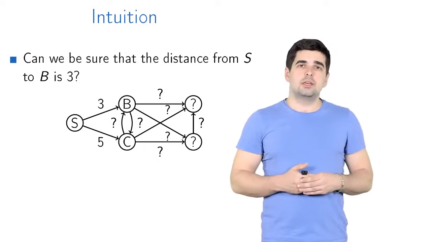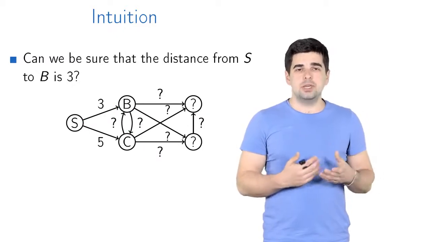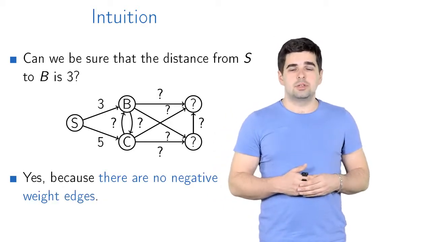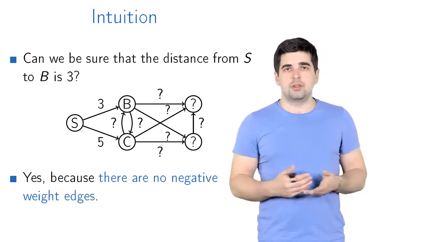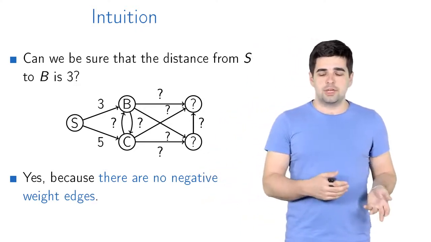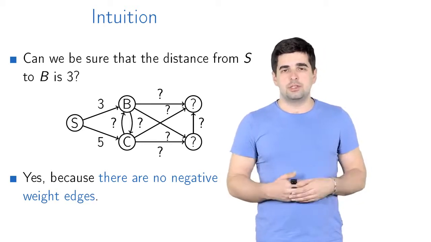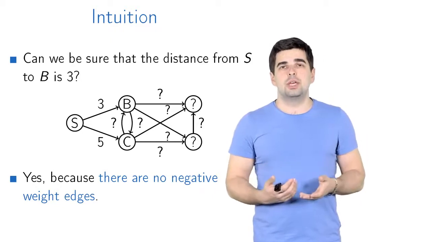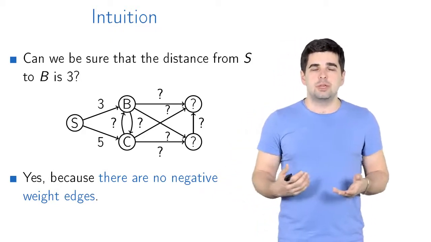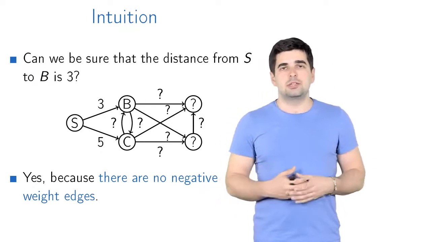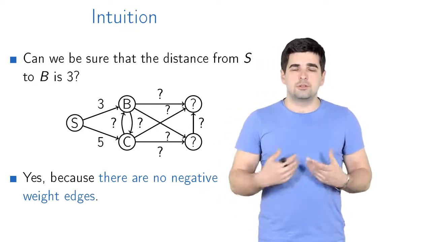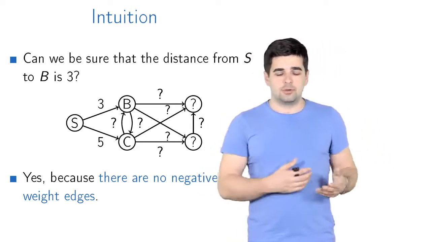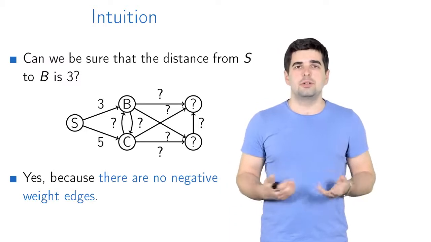Now another question is, can we be sure that the distance from S to B is equal to 3? And in this case, the answer is yes, because if we don't go directly from S to B, what other options do we have? We can go only from S to C and then go by some other edges to come to B. But if we go from S to C, we spend already 5 hours. And after that, we also spend some time to get to B. And that time is non-negative, so we cannot spend less than 3 hours in the end. We actually cannot spend even less than 5 hours in the end. So going from S to B directly in 3 hours is beneficial for us.